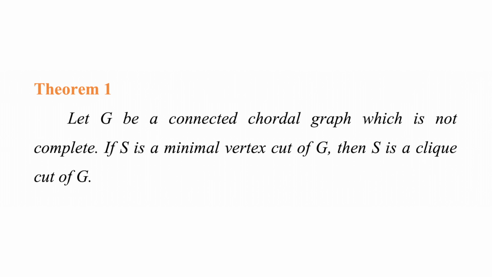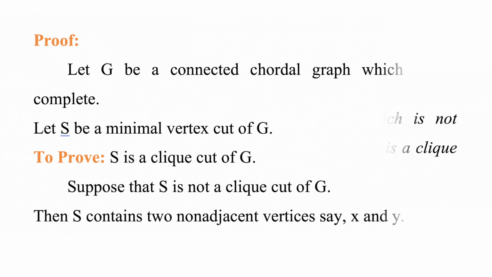Theorem 1. The statement is: let G be a connected chordal graph which is not complete. If S is a minimal vertex cut of G, then S is a clique cut of G. We shall see the proof now. Let G be a connected chordal graph which is not complete. So, we assume that S is a minimal vertex cut of G. We are going to prove S is a clique cut of G.